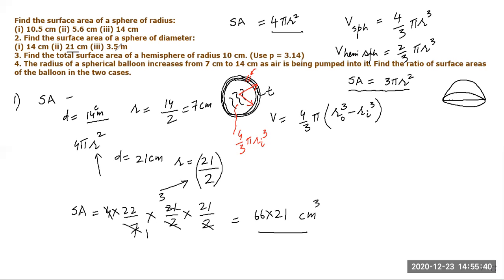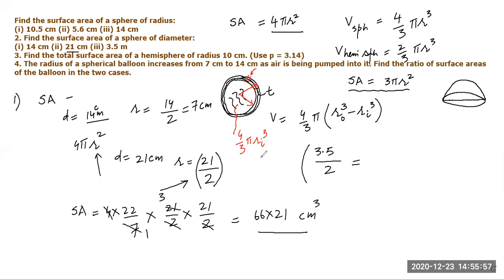So here also 3.5 is a diameter. So what will be radius? 3.5 divided by 2. So don't cut this. Again, don't make the mistake. Simply put the radius like this, and you will get the surface area.